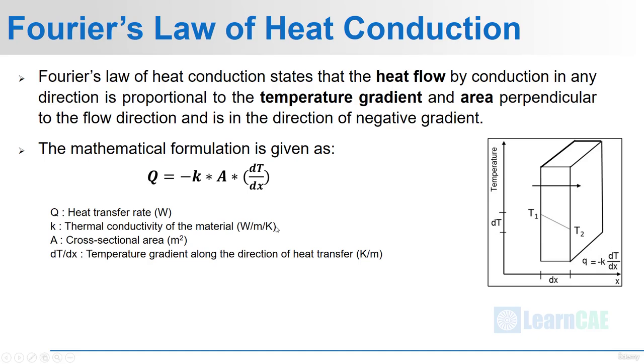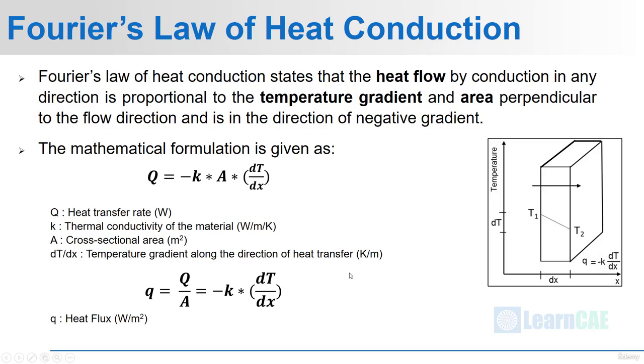Q is nothing but the heat transfer rate and the unit is watt. When it is heat transfer rate, it means change in energy per unit time. So the unit is equivalent to power or watt. K is the thermal conductivity of the material. So higher the K value, higher will be the thermal conductivity. And the unit is watt per meter per Kelvin. A is the cross-sectional area of the body. And dT by dx is the temperature gradient along the direction of heat transfer. The unit is Kelvin per meter.